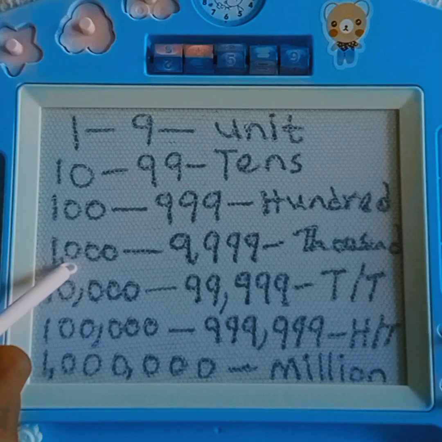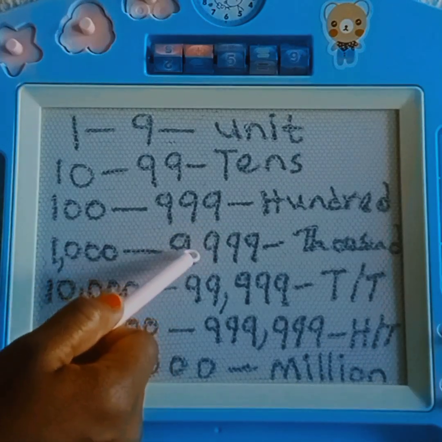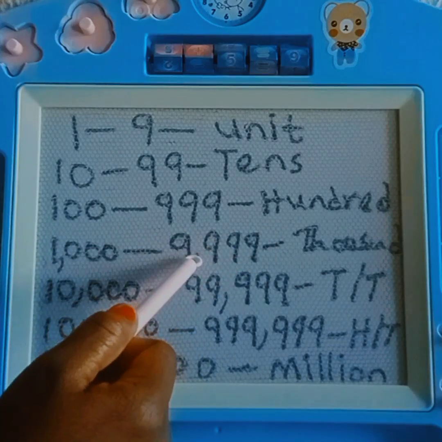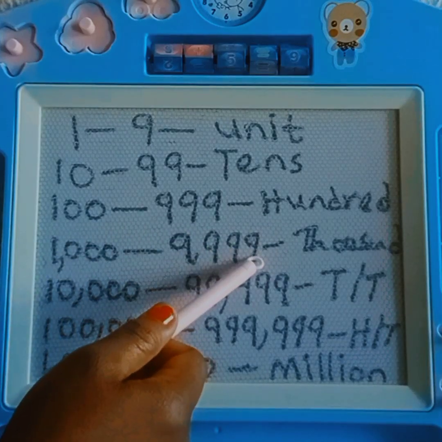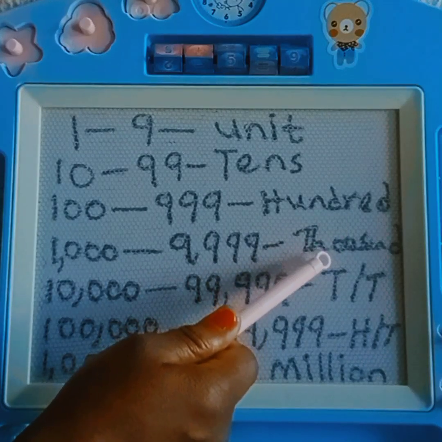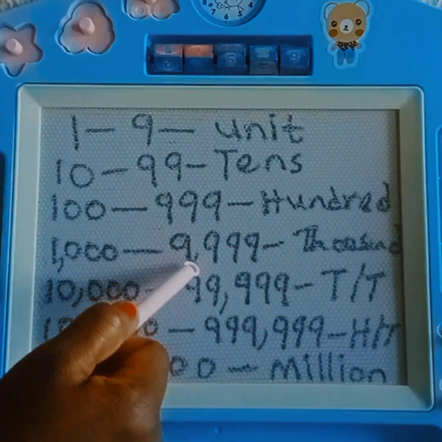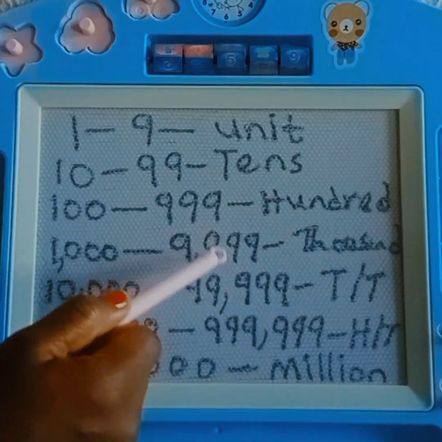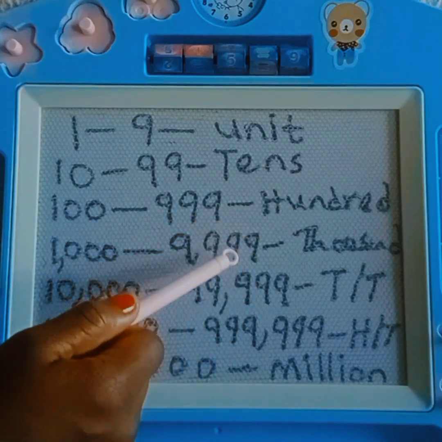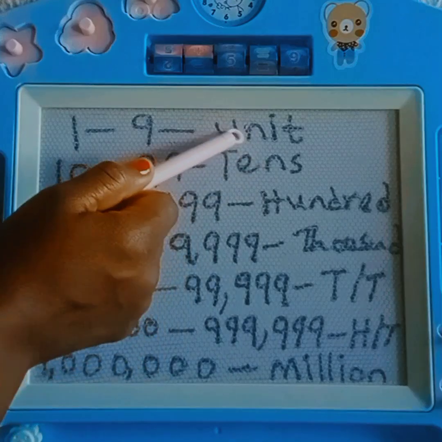Here you have four digits, 1, 2, 3, 4. So from 1000 to 9999, it becomes thousands. When you have four figures, it becomes thousands. In this case, the first digit becomes thousands. The second digit becomes hundreds. The third becomes tens. And this last one becomes units.